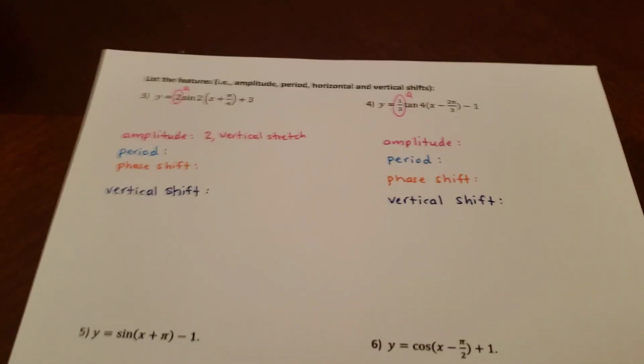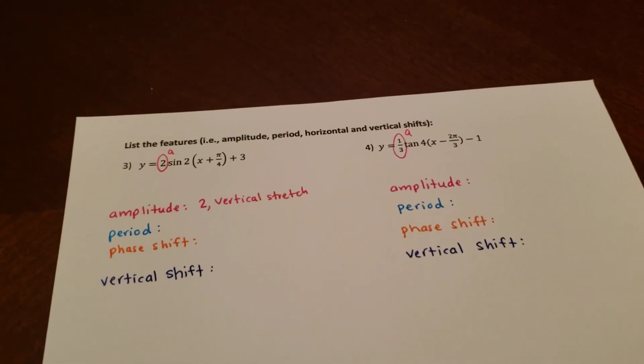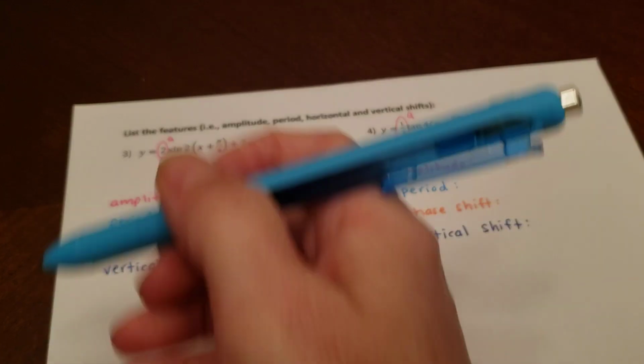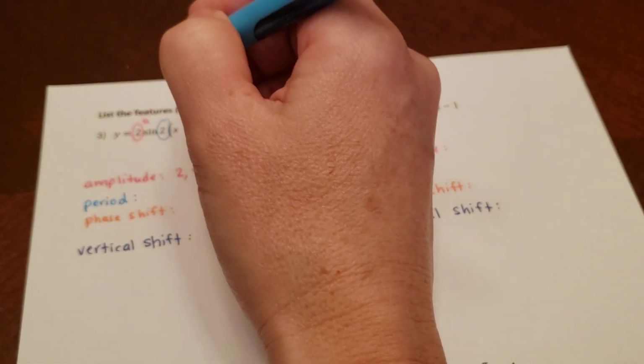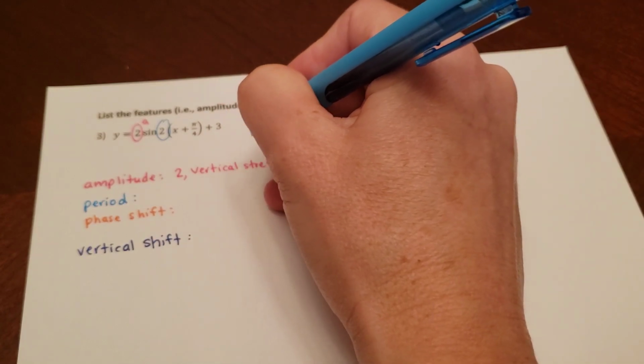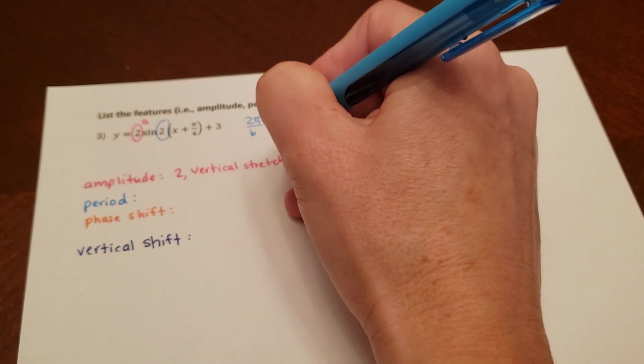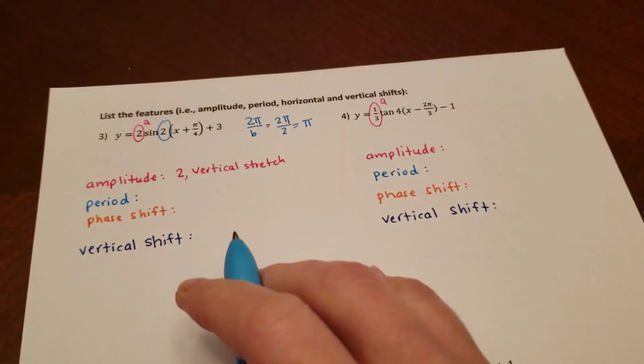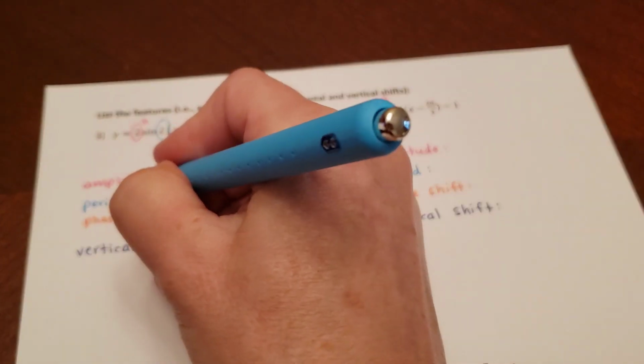For the period, sorry about that. For the period, it is 2 pi over b. So if b is 2, we're just going to be left with a period of pi. So our period is pi.